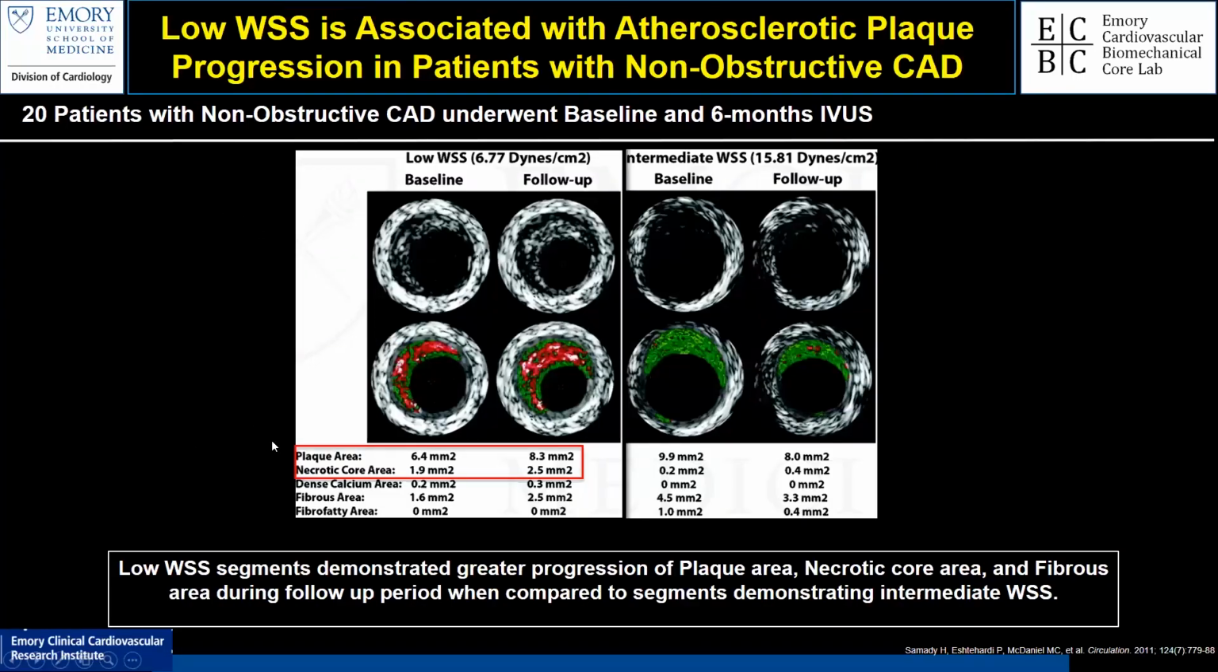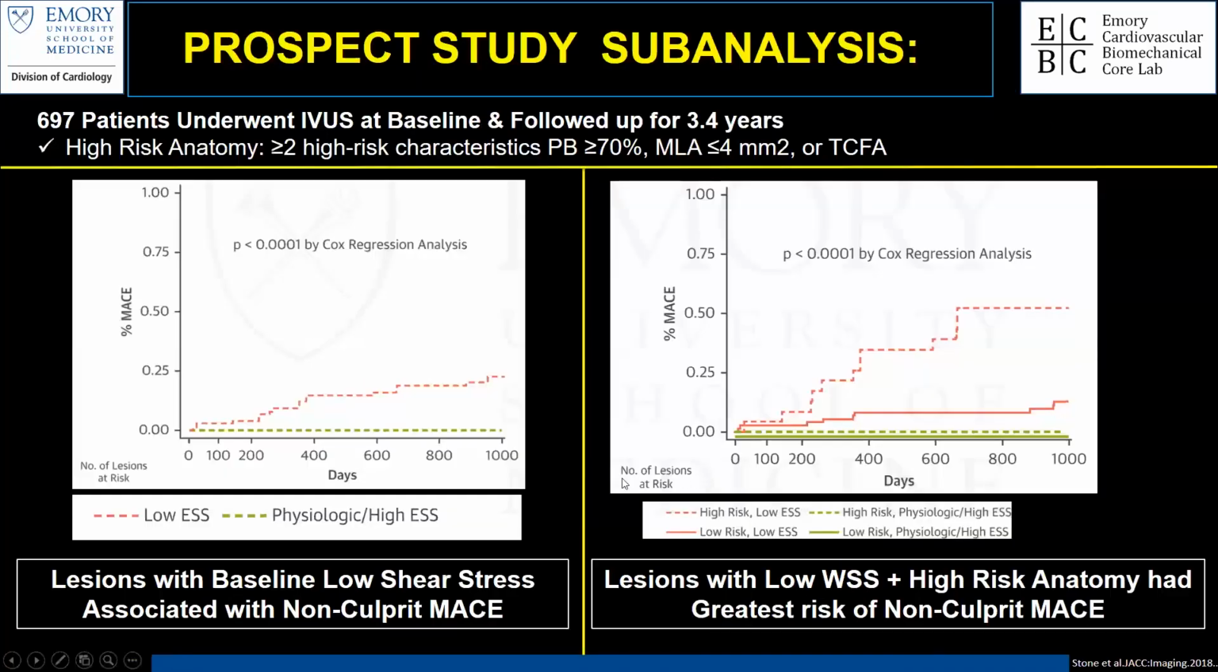Now, Dr. Samady, in his seminal paper, showed that coronary segments with low shear stress demonstrate greater progression of plaque area and necrotic core during a follow-up period of 6 months when compared with segments demonstrating intermediate shear stress. Our collaborators from the Brigham and Women's, Dr. Stone and colleagues, conducted a sub-analysis of the PROSPECT trial. Now remember, this study recruited patients with ACS and followed them for 3.5 years.